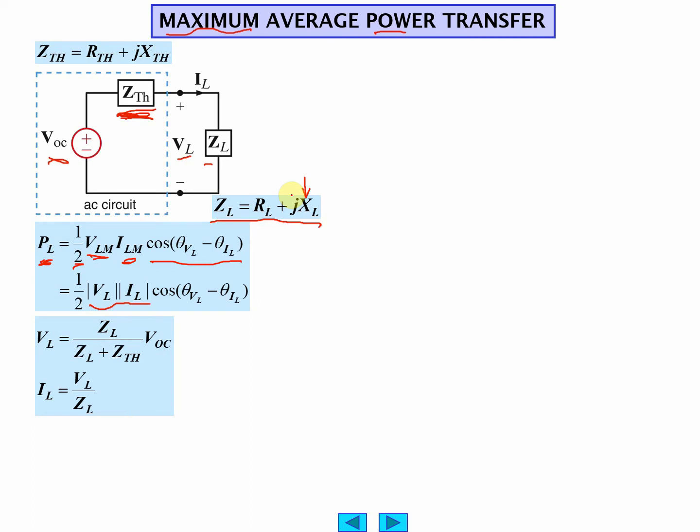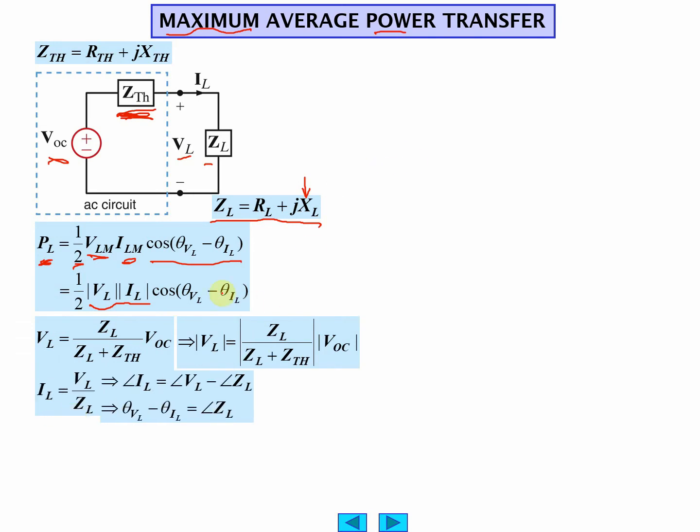Voltage across the load is just given by the voltage divider equation. Current across the load is given by the voltage across the load divided by ZL. So we express it in terms of magnitudes. Magnitude of VL is the magnitude of the voltage divider impedances times VOC. Angle of IL is the difference between the angles of the two, which is what both these equations are expressing. And the magnitude of IL is just the magnitude of VL over ZL. Okay.